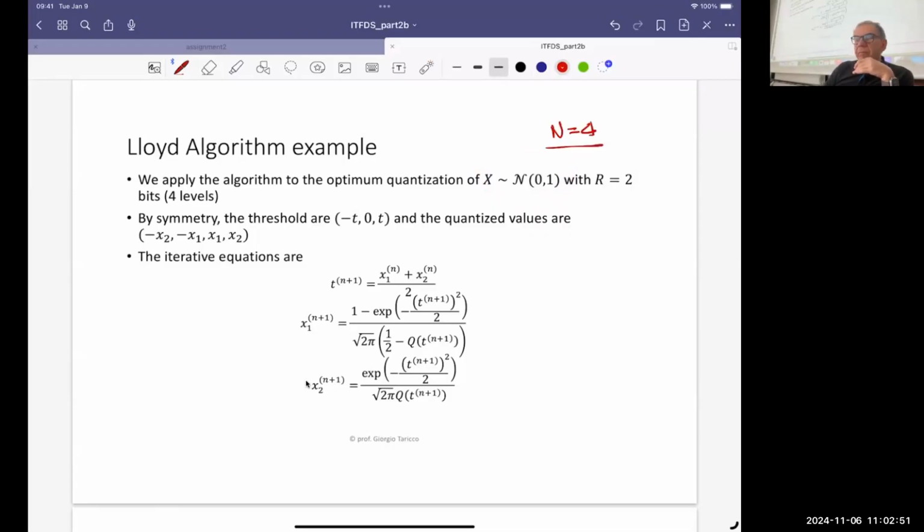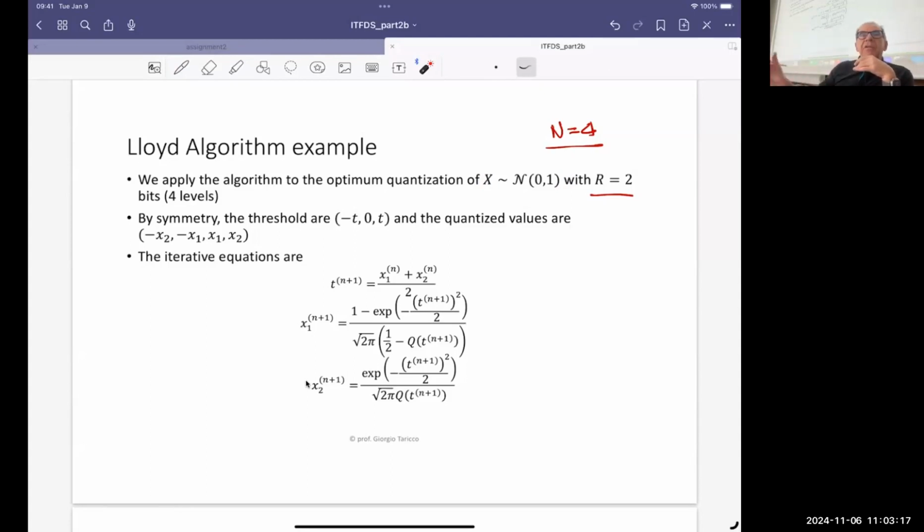R, the number of bits per symbol, is equal to 2. And in fact, it's the logarithm in base 2 of 4. We also can say that we have a 4-level quantization because there are 4 quantization points. We quantize our random variable over 4 levels.